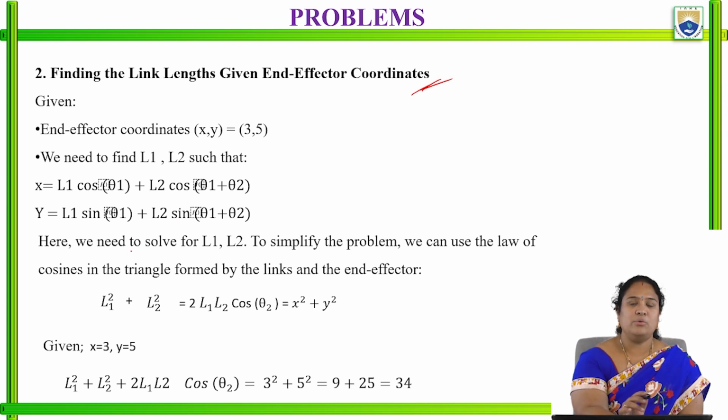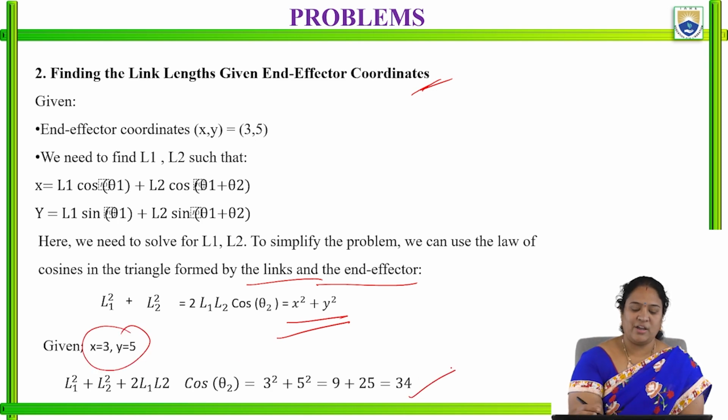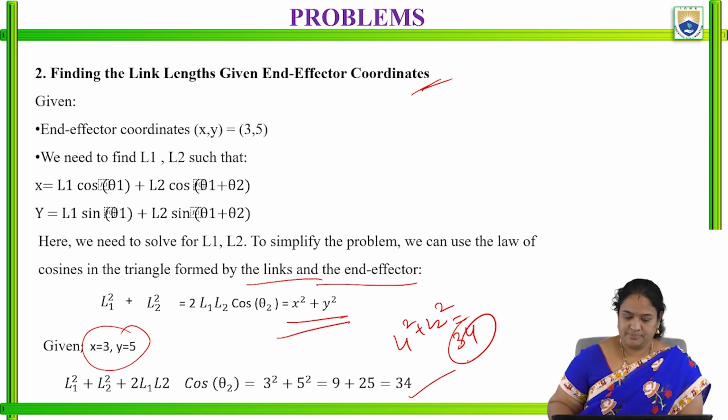Now, with respect to the end effector and the links, we write L1 square plus L2 square plus 2 L1 L2 cos theta 2, which is nothing but x square plus y square. Already we have the x and y values. When we substitute them here, we get L1 square plus L2 square is equal to 34.